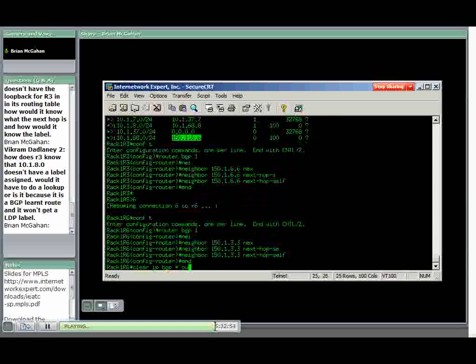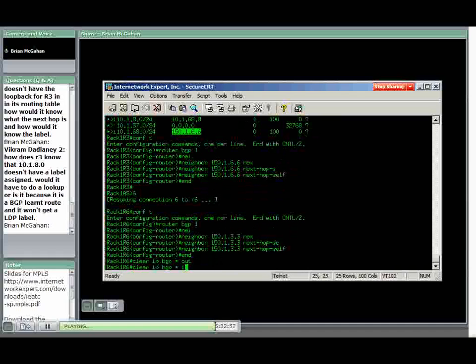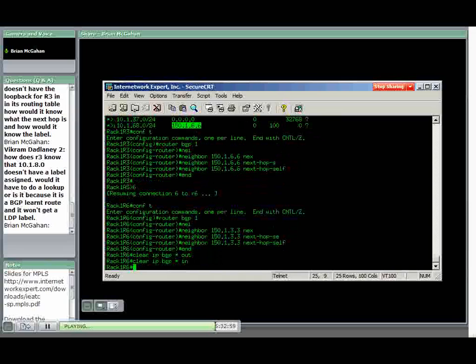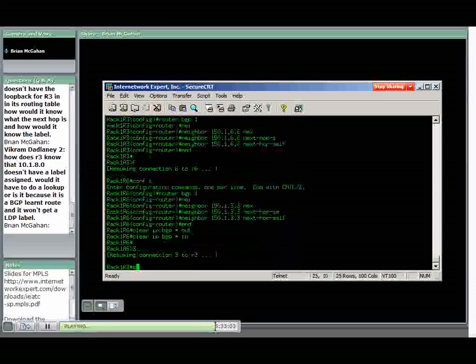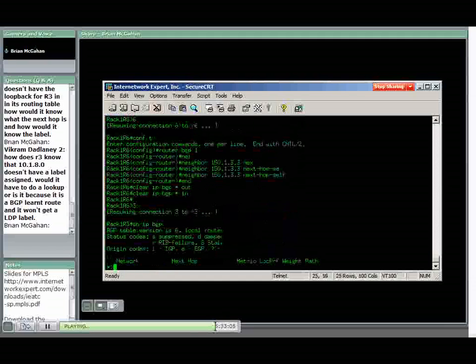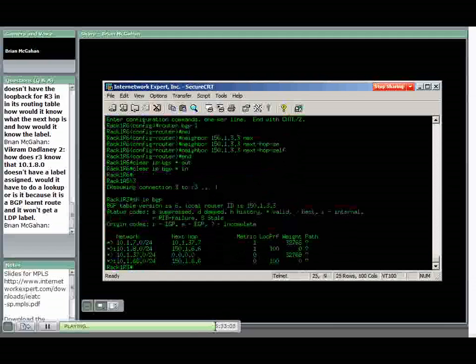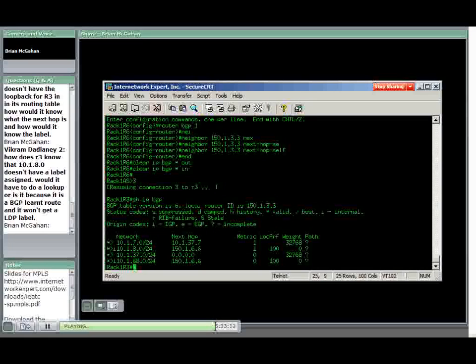It says to get to 10.1.8.0, use 150.1.6.6. Now, if we look in the transit path, if we look at router 1, for example, show IP route 10.1.8.8, okay, we don't have a route to this because we're not running BGP, nor have we redistributed IS-IS into BGP.